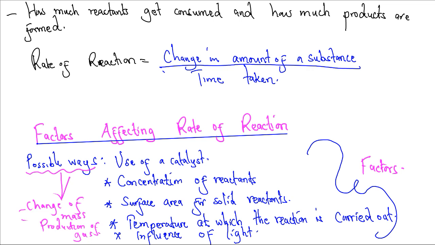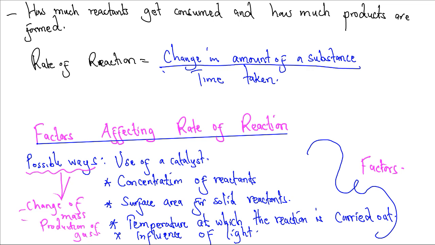Formation or disappearance of a precipitate. We have just mentioned a scenario where silver nitrate reacts with sodium chloride to form silver chloride. So by the time we see the precipitate being formed, then already that shows that the reaction is to completion, the reaction is over. Sodium chloride has reacted with silver nitrate to form a white precipitate of silver chloride.